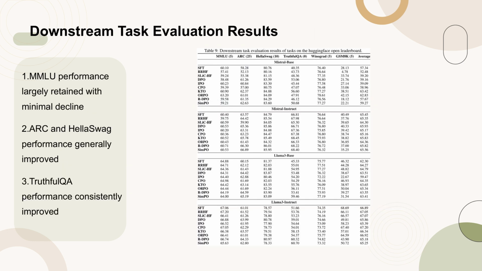Table 9 presents the evaluation results of various downstream tasks from the Hugging Face Open LLM Leaderboard. The tasks include MMLU, ARC, HellaSwag, TruthfulQA, Winogrande, and GSM-8K.